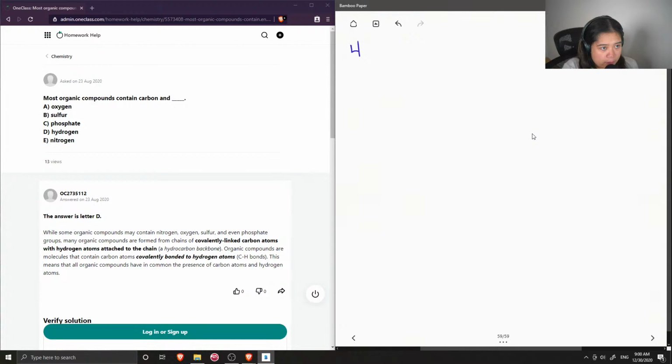Okay, so question 4 is just kind of like a fill in the blank. Most organic compounds contain carbon and blank. So even just kind of browsing through the options, we know that the answer to this is hydrogen.